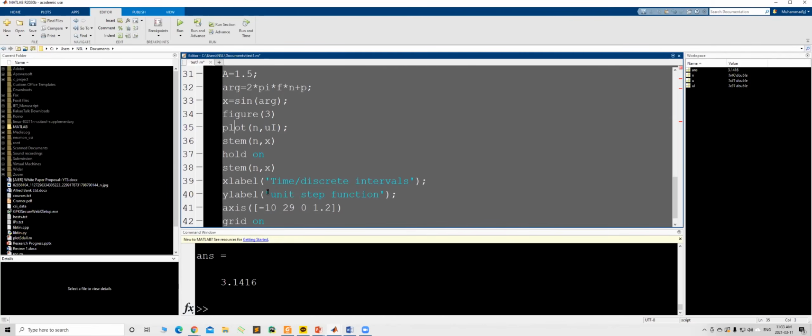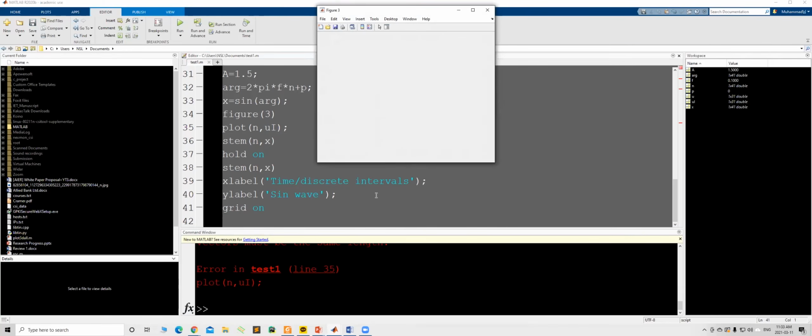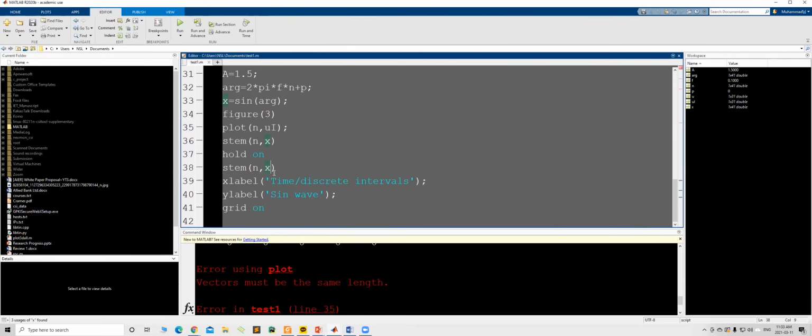So what is the y label? Y label is my sine wave, right? Sine wave. And let me discard this thing. I don't need it anymore. And let me, oh, some problem. I am using plot nux. There is no such thing there. Sorry, it is x.